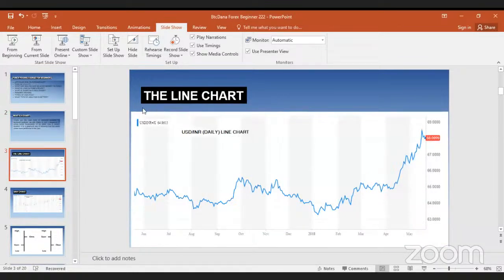Under the chart, we have what we call the line chart. This is an example of the line chart. We have three types of chart actually. We have the line chart, we have the bar chart, and then we have the Japanese candlestick.